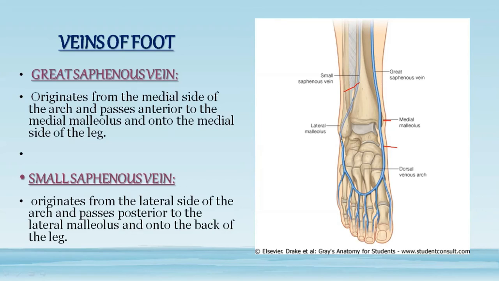The second is the small saphenous vein, which originates from the lateral side of the dorsal venous arch. It is present on the lateral side, so it passes in relation with the lateral malleolus, but you have to remember that it passes posterior to the lateral malleolus, and in the leg it passes on the posterior aspect of the leg.